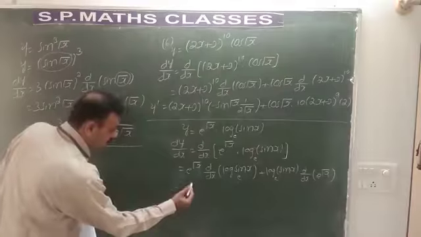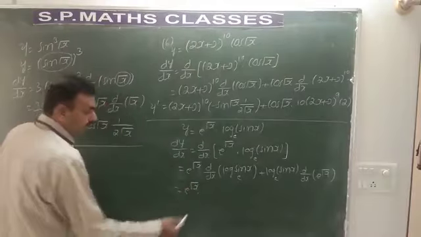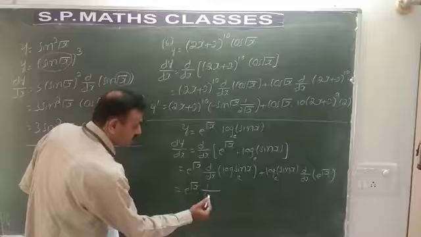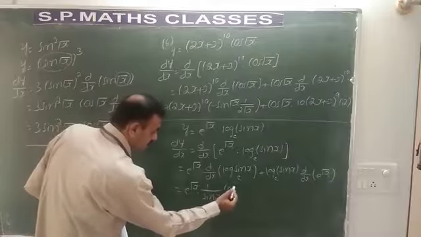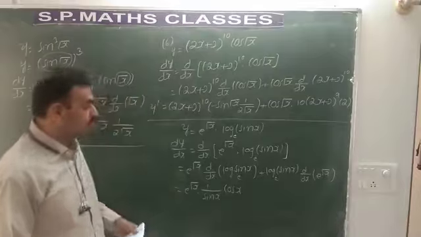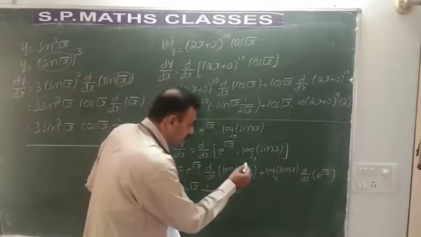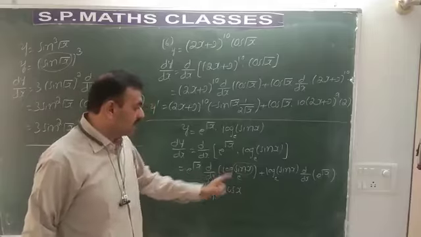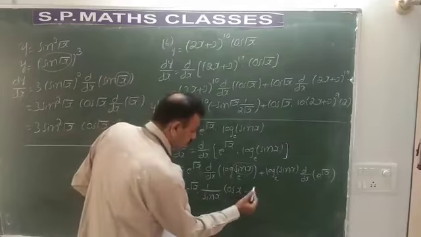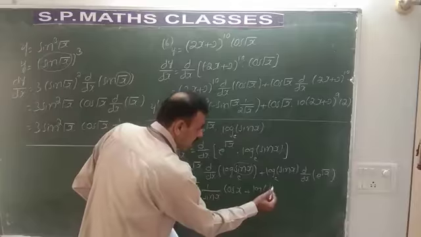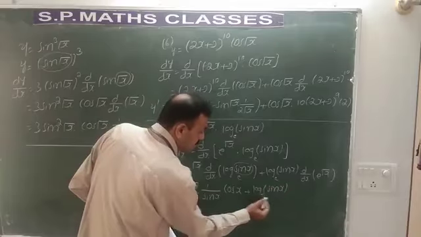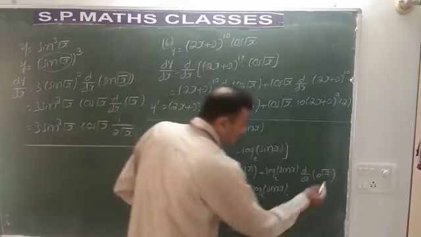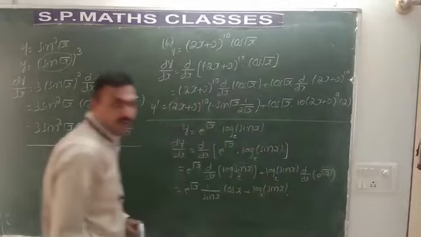So here you differentiate e power root x into 1 by sin x into derivative of sin x. You know that log sin x is taken as log x. What is the derivative of log x? 1 by x. Derivative of sin x is cos x. Log of sin x to base e into derivative of e power root x.